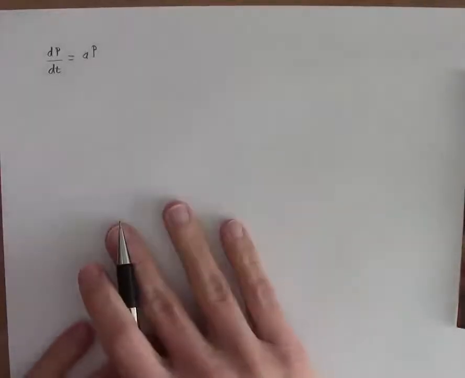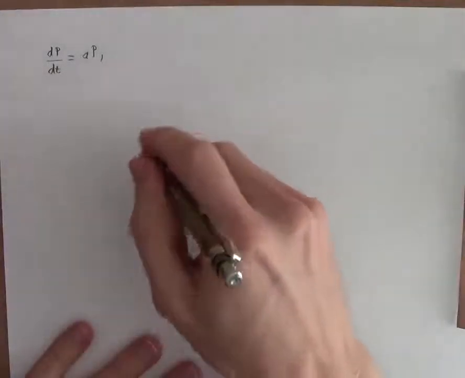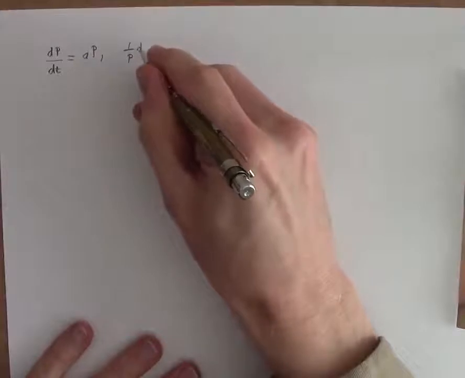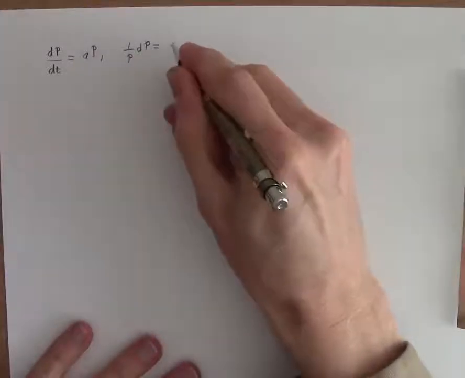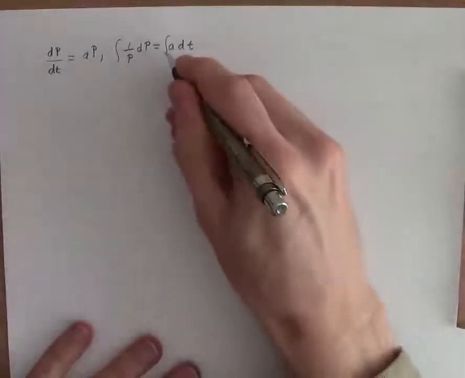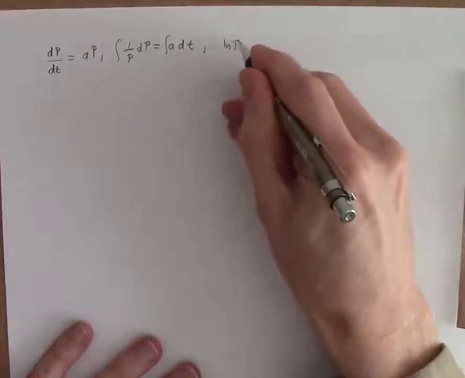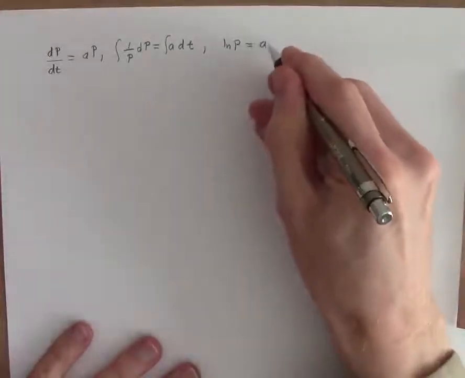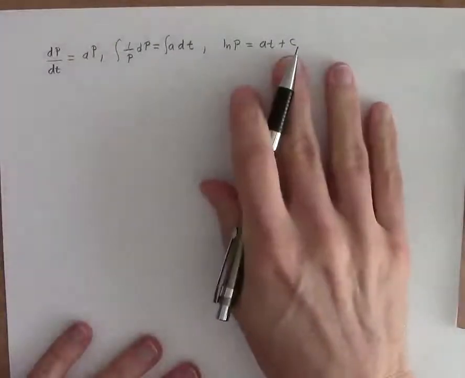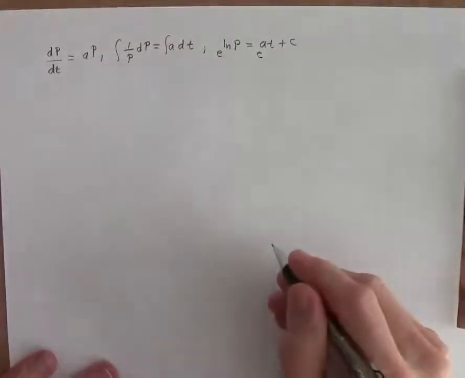So we can easily solve that equation by using separation of variables. So let's go ahead and separate the variables. So we have 1 over p times dp equals a times dt. And then we'll integrate both sides of the equation. So we get the logarithm of p is equal to at plus a constant. And then we can solve explicitly for p by applying the exponential function on both sides.